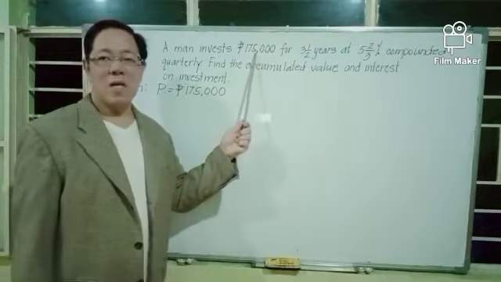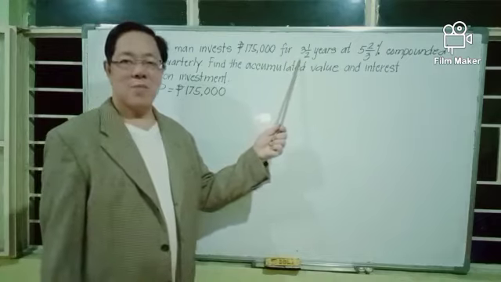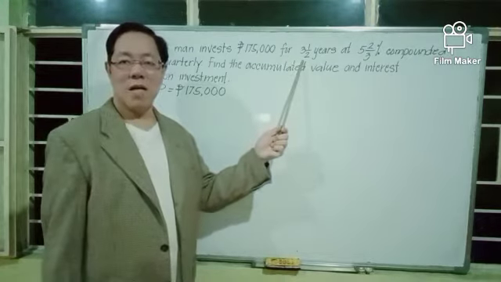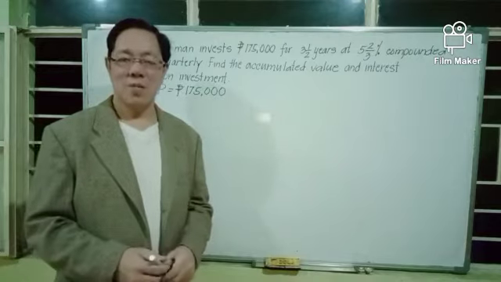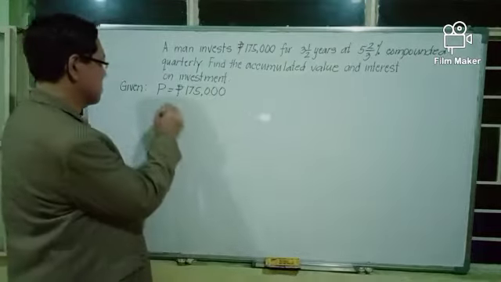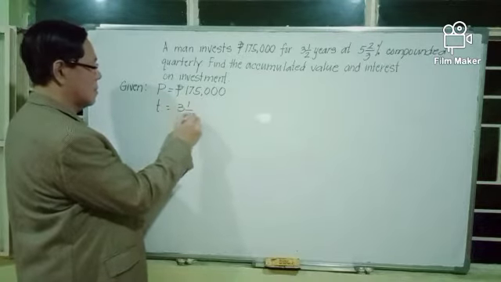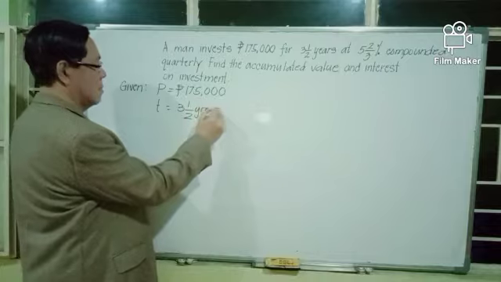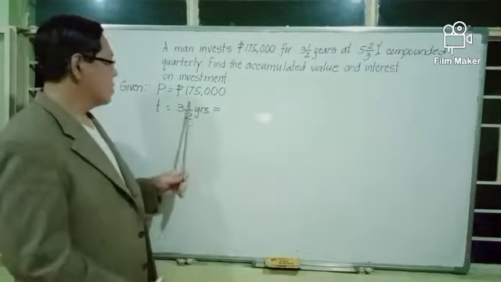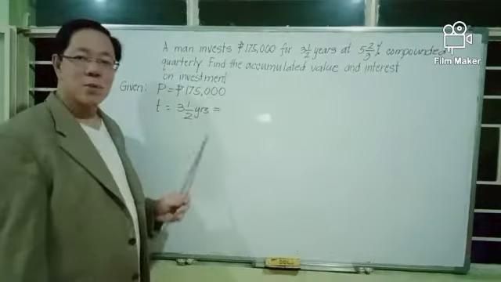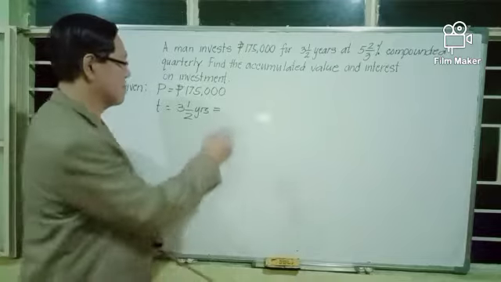This principal of 175,000 pesos was invested for 3.5 years. So this is the time in years, 3.5 years, and it's denoted by small letter t. And we convert this to a decimal number. 1/2 is 1 divided by 2, which is 0.5, plus the whole number 3 is 3.5 years.